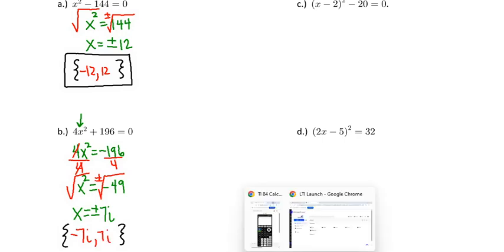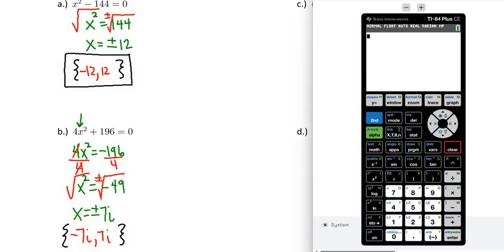Let's take a look at that one with our calculator. So going back to the original equation, I'm going to replace x with 7i and square it and add 196. Notice that gives me on the left side, 0 plus 0i. My calculator's in complex mode here, so I can see clearly that's equal to 0. And if we looked at the same thing with negative 7i, we would also get 0.